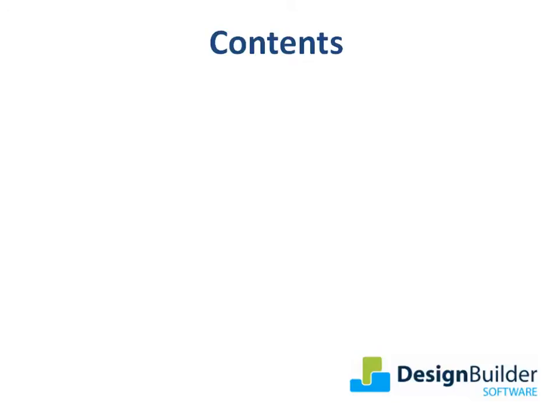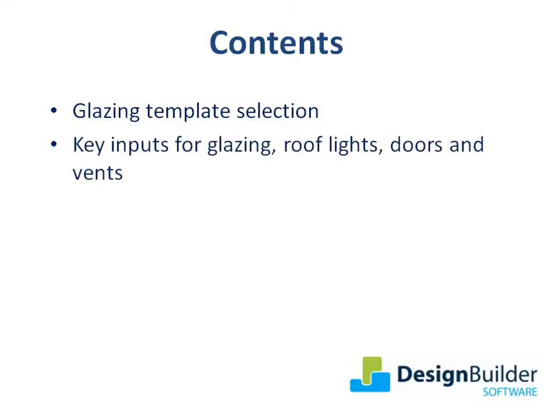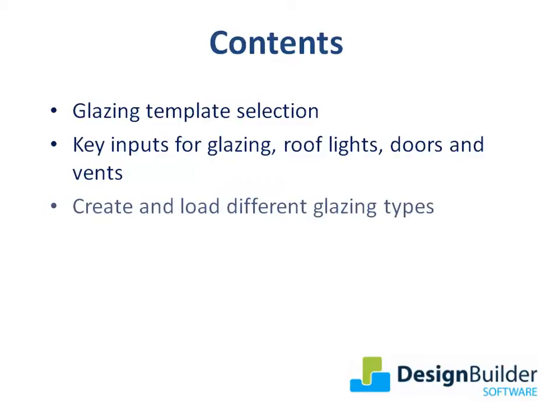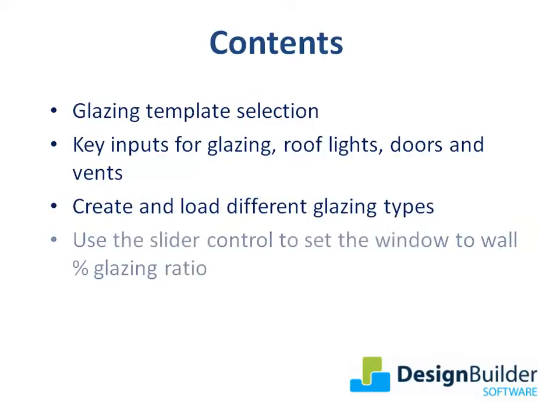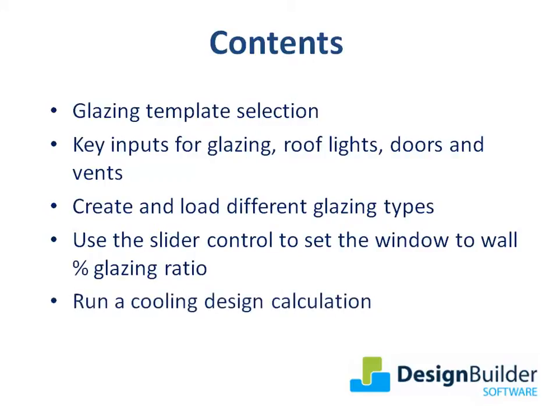During this tutorial, I'll briefly review the glazing template selection, review the key inputs for glazing, roof lights, doors and vents, create and load different glazing types, use the slider control to set the window to wall percentage glazing ratio, and finally use the cooling design calculation to show some of the effects of changing glazing types and the amount of glazing in a zone.